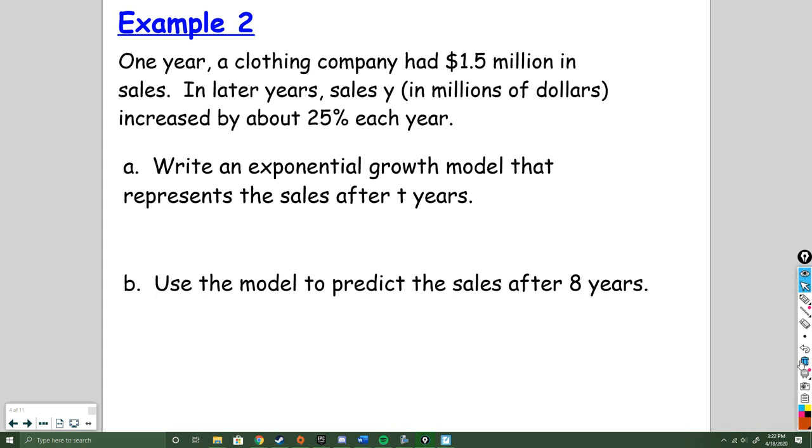So the sales after t years. All right, so to write that exponential growth model, remember that's y equals a times 1 plus r to the t power. Okay, so somewhere in here we have a and we have r. a is the initial amount. All right, so that's the amount that we start with. So that would be the 1.5 million. And then r is the growth rate. That would represent that 25%. And remember, we have to change that into a decimal, so that'd be 0.25.